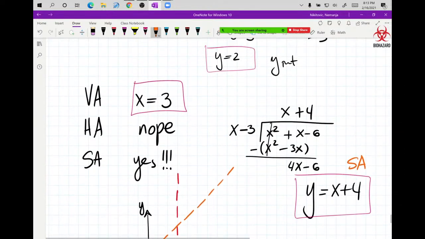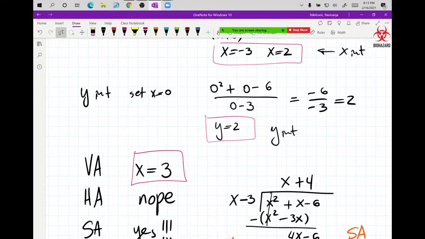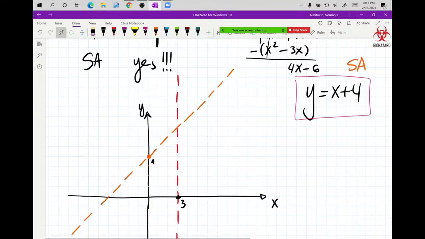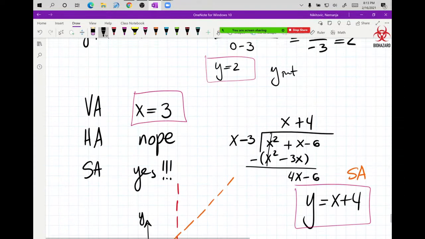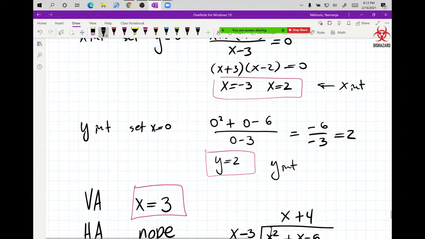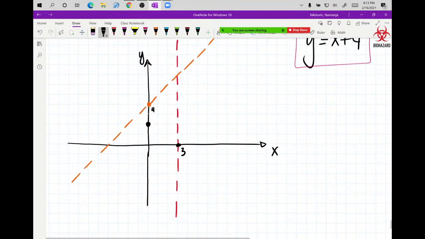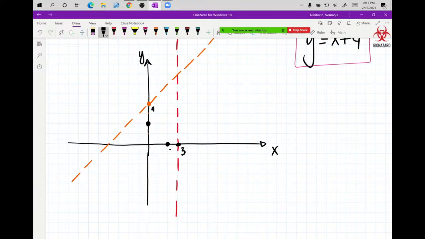I also have some x and y intercepts. So y-intercept is 2. Graph has to go through this value. And I have some x-intercepts, -3 and 2. 2 and -3.